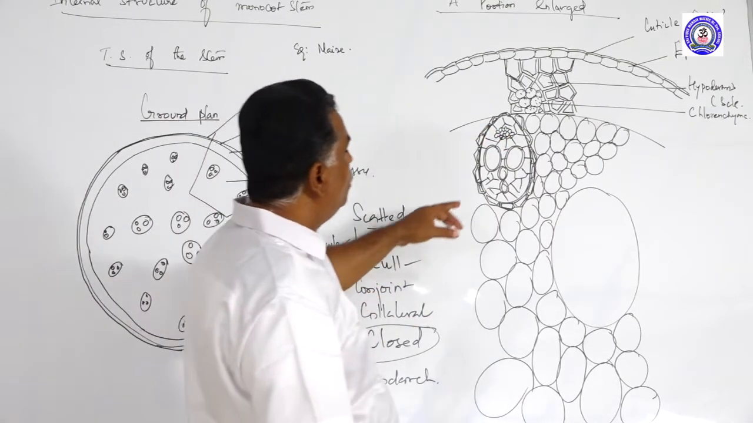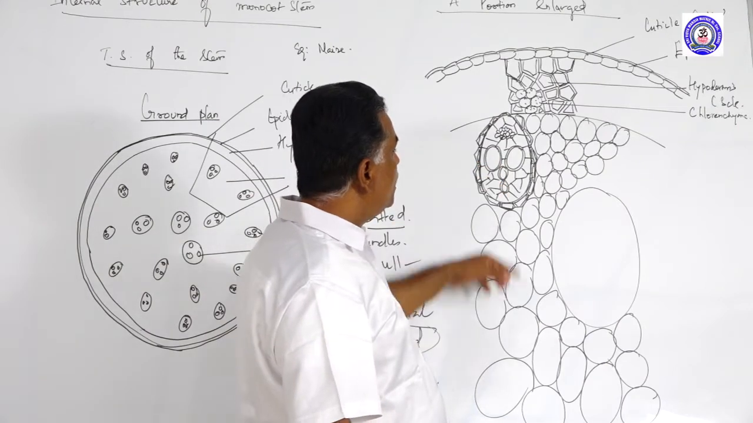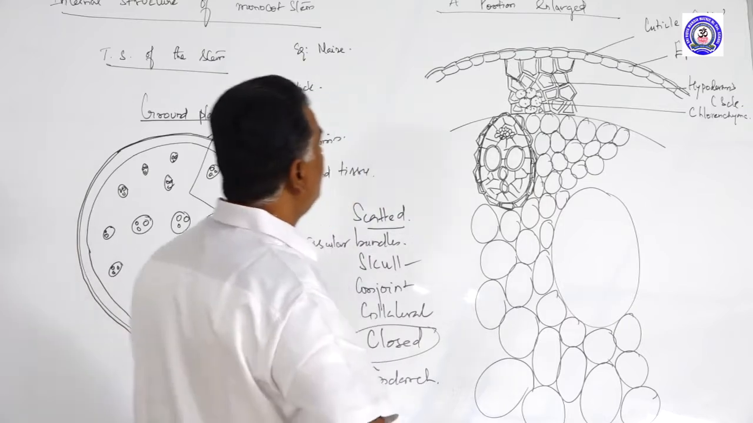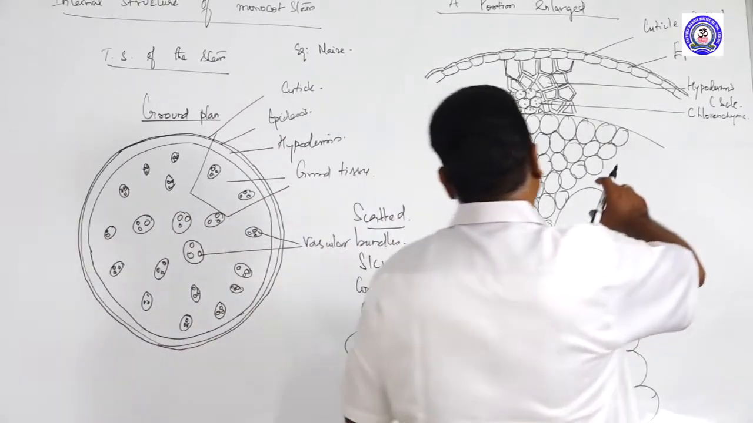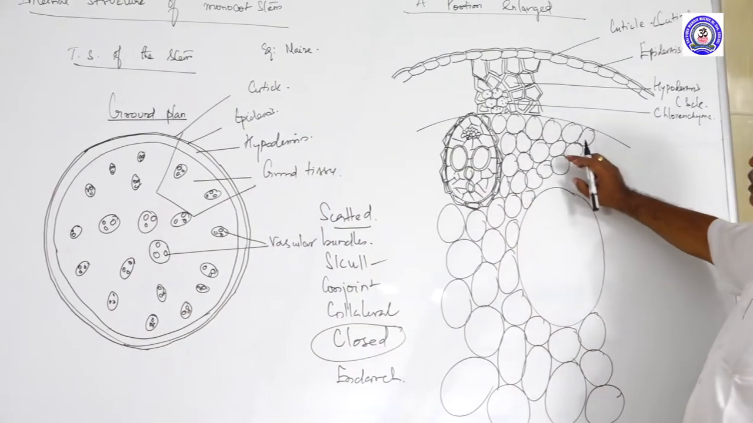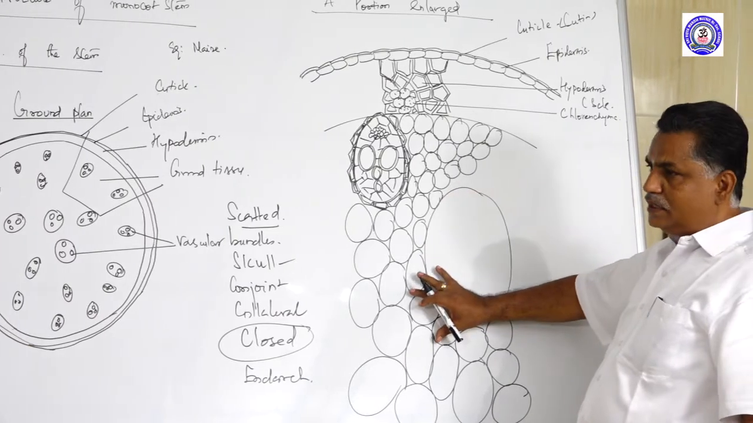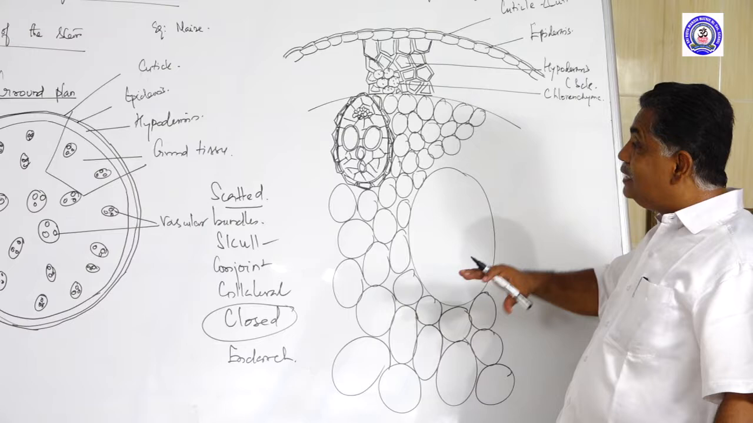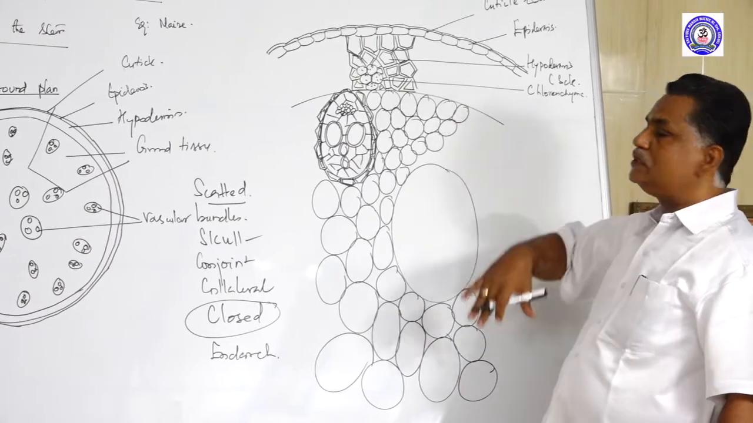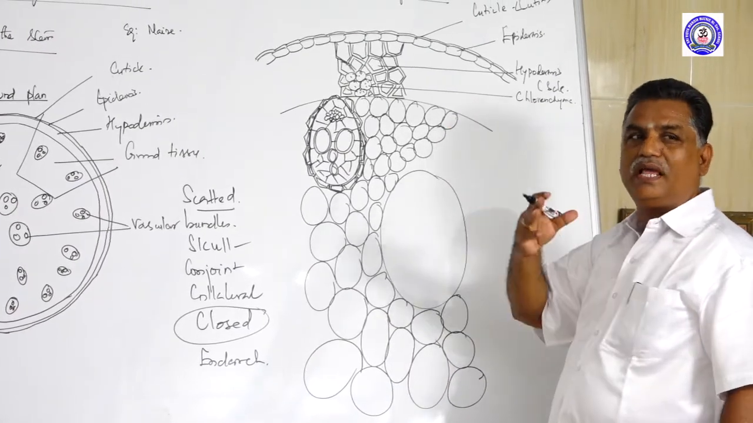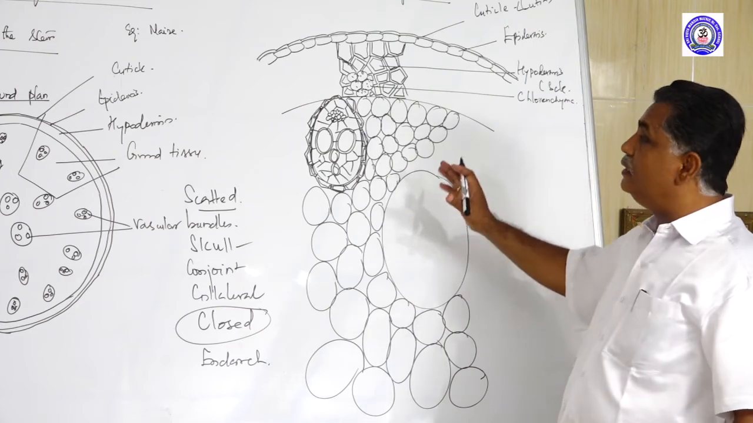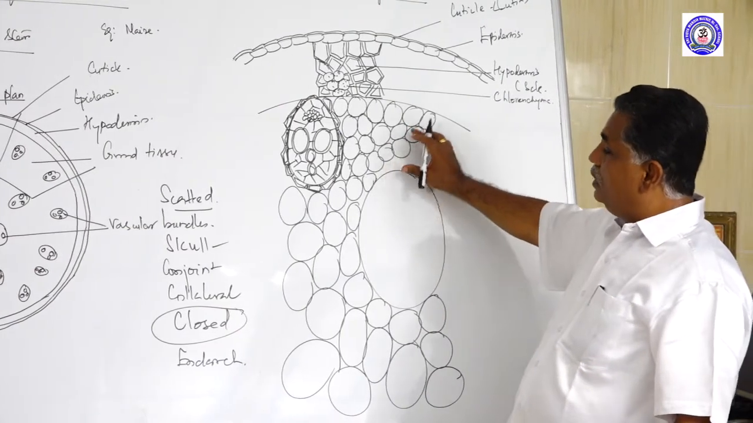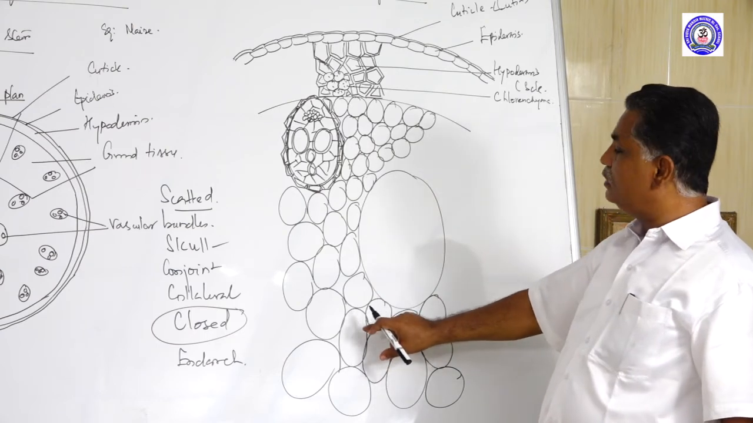And endarch, as we know, protoxylem is towards the center, metaxylem is towards the periphery. This is called endarch. And parenchyma cells, so ground tissue. What is the function of ground tissue? Ground tissue is homogeneous. It is made up of parenchyma. The ground tissue is not differentiated into cortex, pith, medullary rays, etc. And we cannot find a peripheral structure here. And the function of this is storage.